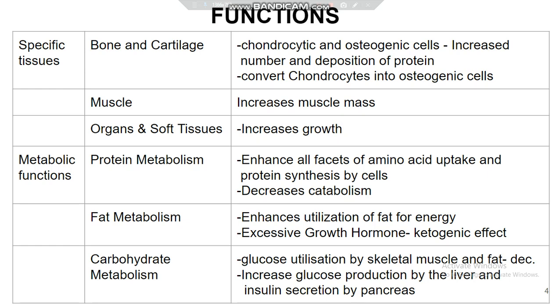Excessive growth hormone has a ketogenic effect. Under the influence of growth hormone, glucose utilization by skeletal muscle and fat decreases. An increase in glucose production by the liver and insulin secretion by the pancreas is also seen.